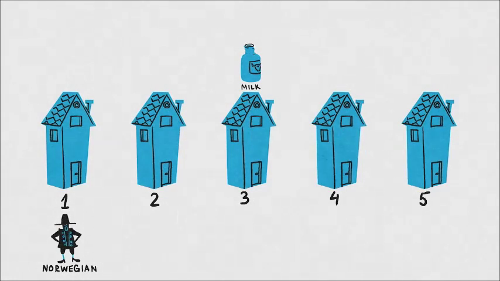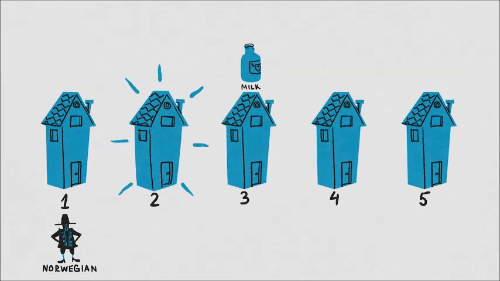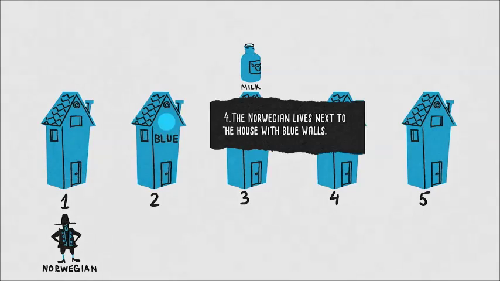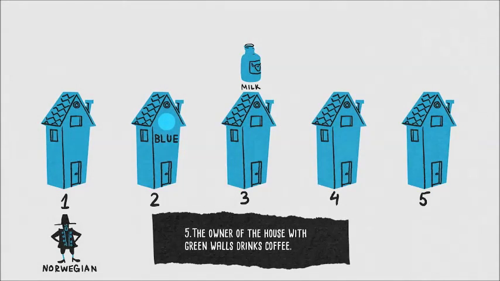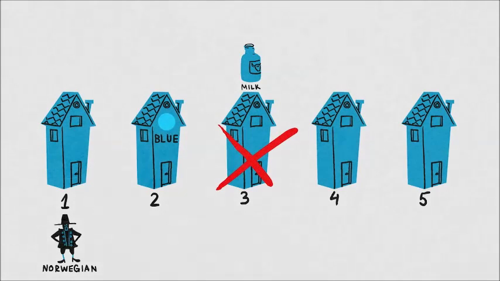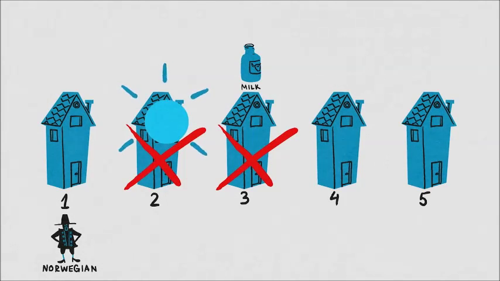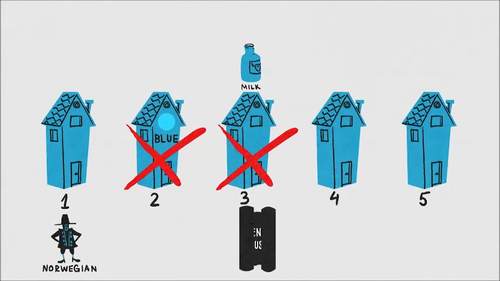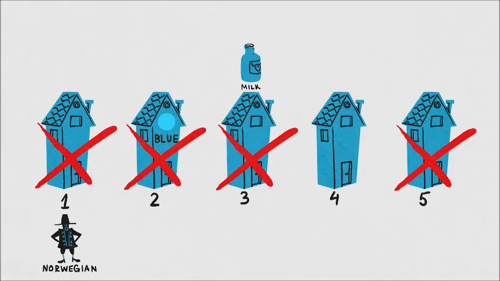Immediately, you also realize that since the Norwegian is at the end of the street, there's only one house next to him, which must be the one with blue walls in clue 14. Clue 5 says the green-walled house's owner drinks coffee. It can't be the center house, since you already know its owner drinks milk. But it also can't be the second house, which you know has blue walls. And since clue 4 says the green-walled house must be directly to the left of the white-walled one, it can't be the first or fifth house either.